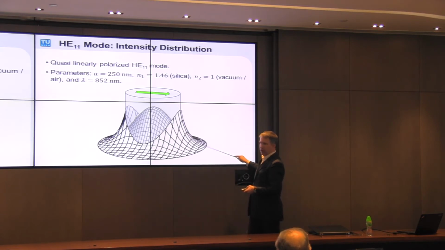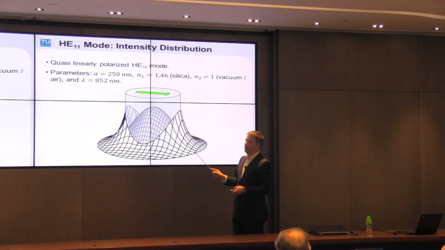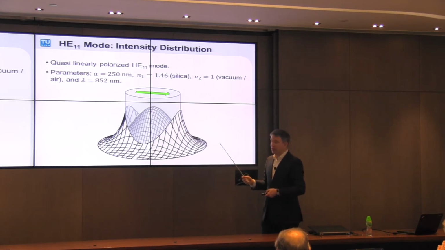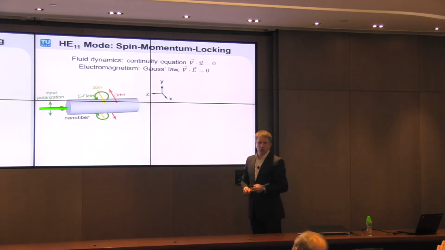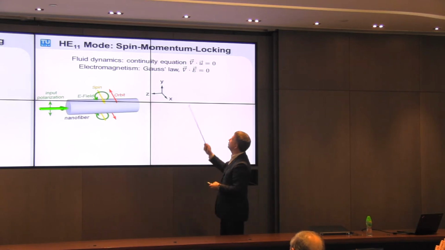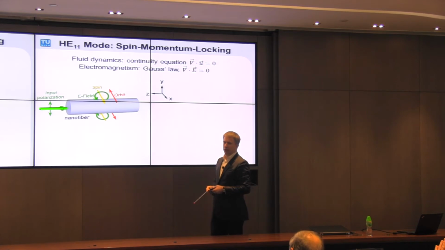amplitude in the direction of the transverse oscillation. In this case, however, it's not the velocity of the flow, but it is the electric field. However, the electric field follows exactly the same equation as the flow for an incompressible fluid. The divergence of the electric field outside of the fiber has to vanish.